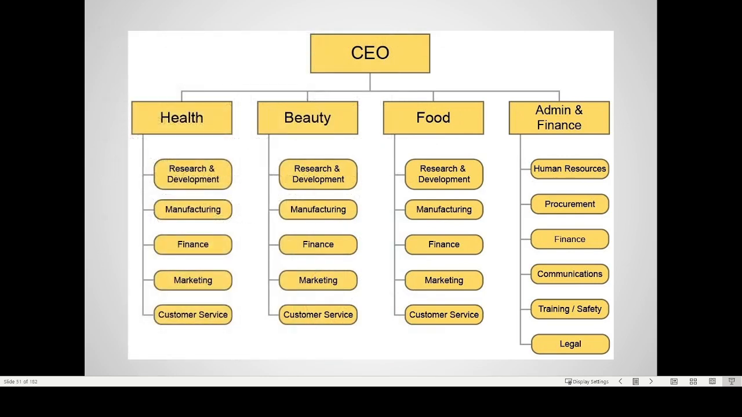Please have a short look at this organization structure, which is based on product. As you can see, the health, beauty, food, and a department which is admin and finance. Each product and department has its own manager, and each product is much different from the other product. So it must have its own manager, its own staff, its own finance, marketing, manufacturing, etc.